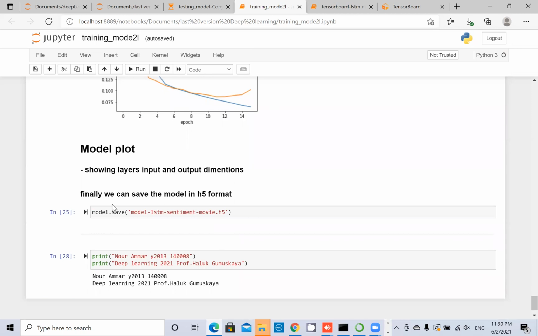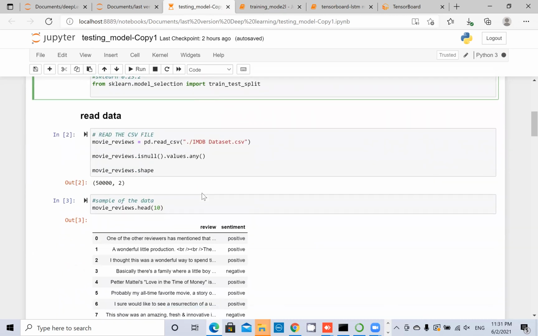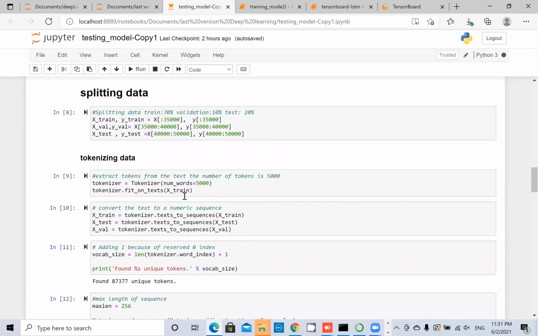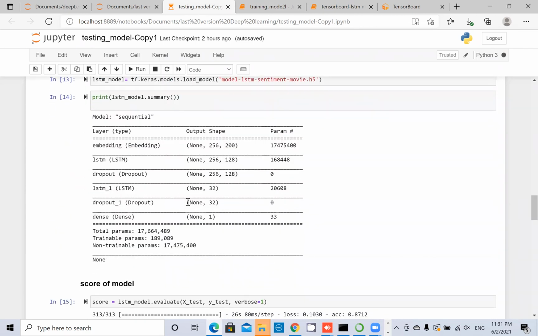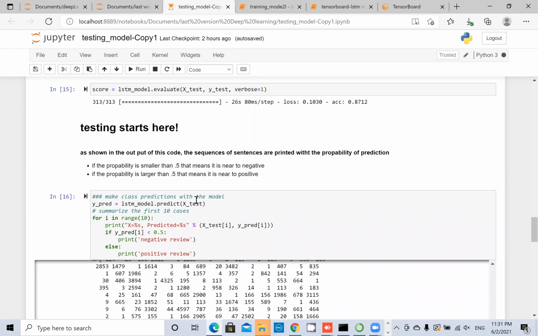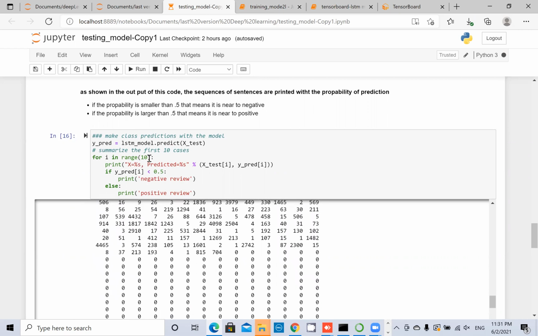After we finished our training, we save the model to use it later in H5 format by the Keras library. Now we go to testing the model. Here we copy the important cells to keep the data and pre-processing. Now we start testing. We test the test data that was split before. As we see, here we have 10 cases. When it is near to 1, it is positive. When it is near to 0, it is negative.